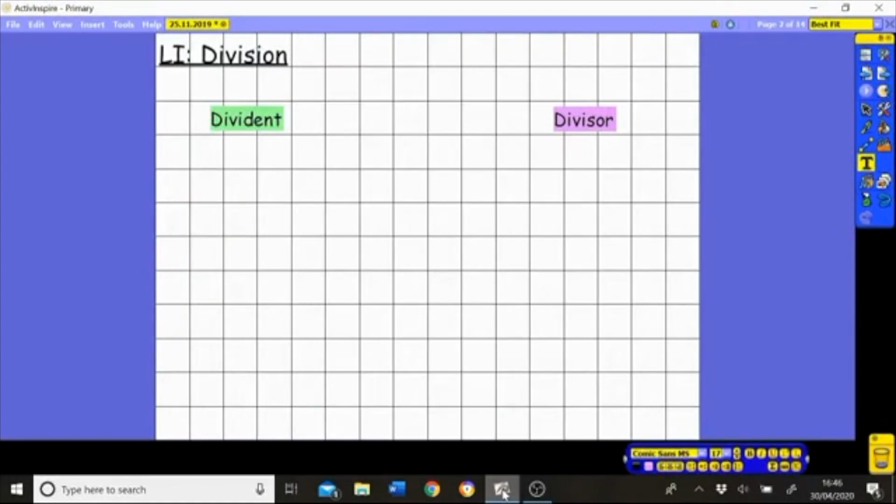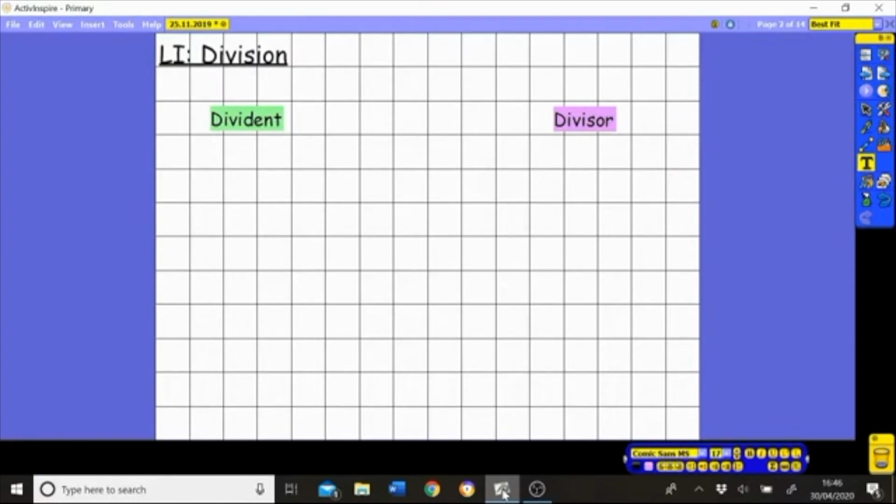This time we're looking at division. What we want to look at today is thinking back to our multiplication and how multiplication and division can link. Because last time in the multiplication video we were using grouping, and we're going to do something very similar today.